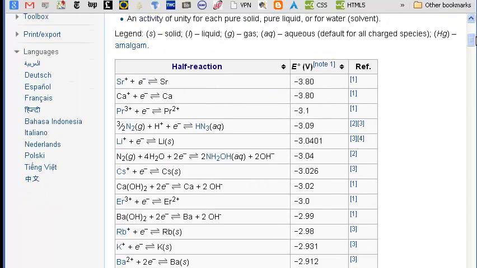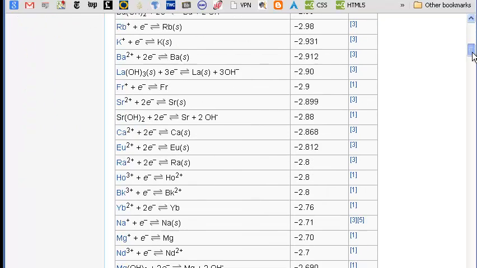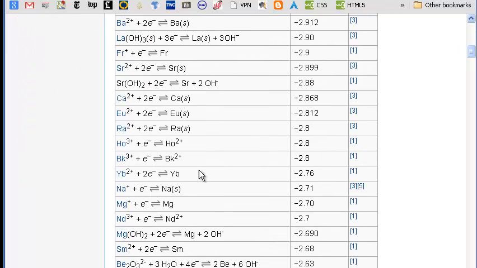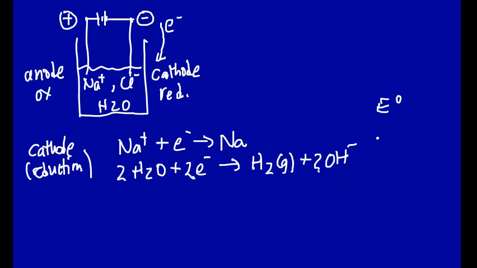Okay, so where are we here? Sodium Na+, that will be a little bit further down. Oh, there it is. Sodium right here. Sodium being reduced to sodium metal. The standard reduction potential for that is minus 2.71.